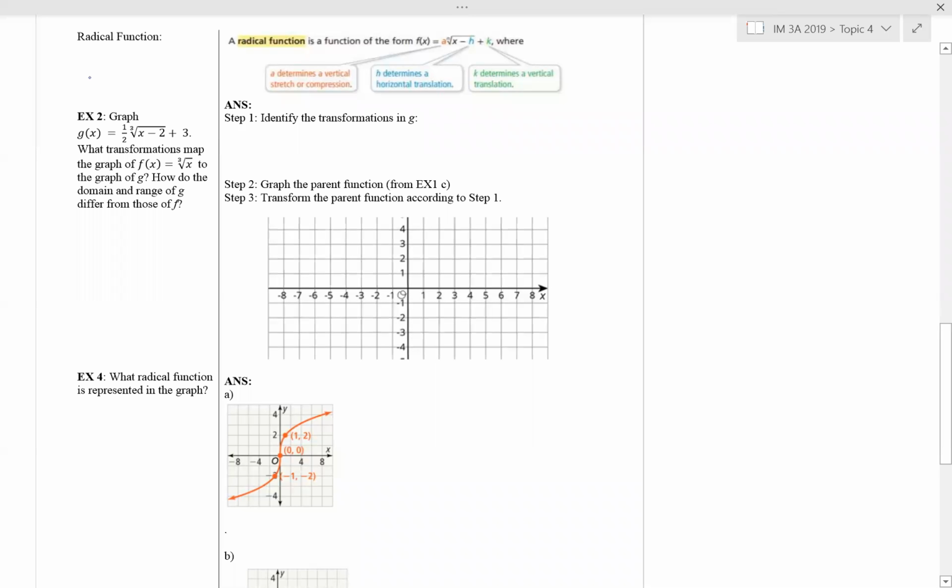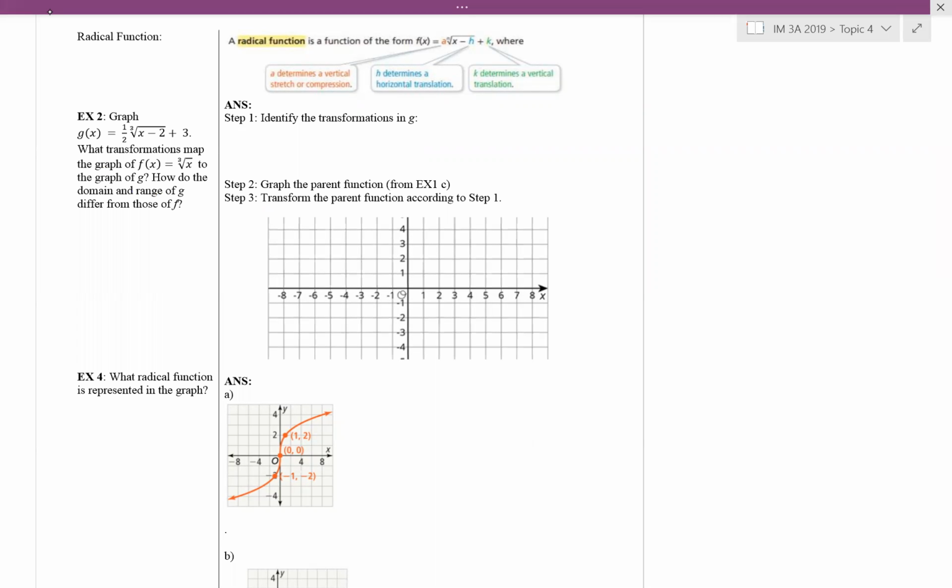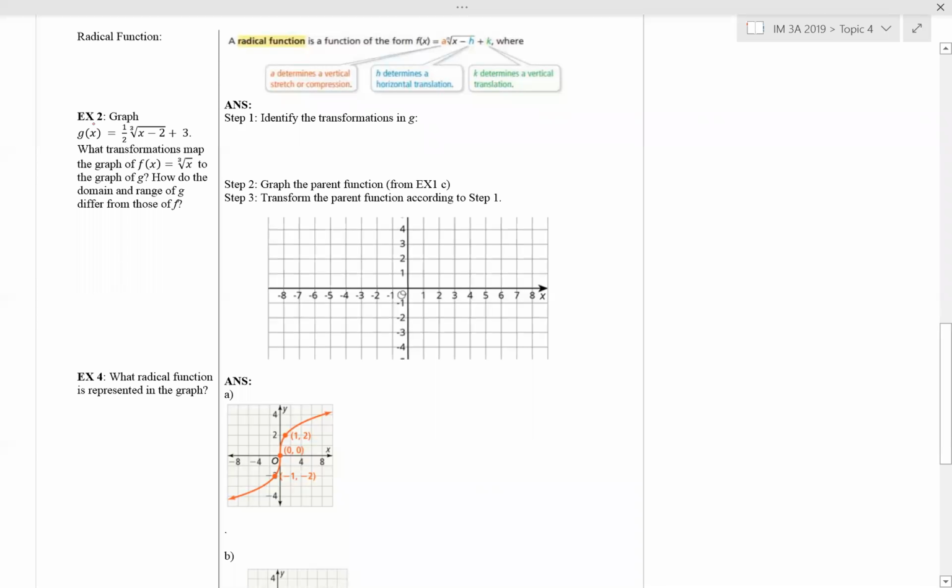In this video, we're going to talk about transformations using a cube root function. So A, H, and K still do the same things that they've always done, as we've talked about. So we're going to start by identifying those values. So in this function, we have 1/2 times the cube root of x minus 2 plus 3.